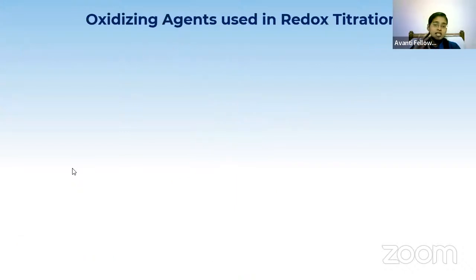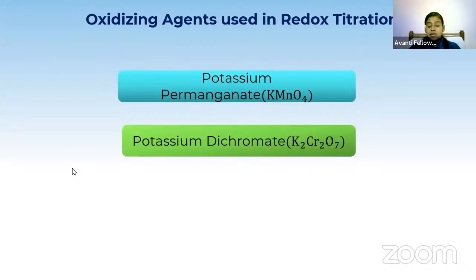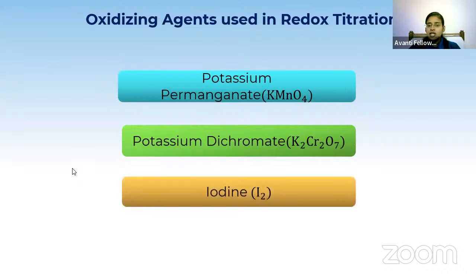There are mainly three. The very first is potassium permanganate, KMnO4, which is taken in the burette. The second one is potassium dichromate, K2Cr2O7. The third compound is iodine. These three compounds get filled into the burette and act as oxidizing agents. Let's study them one by one.